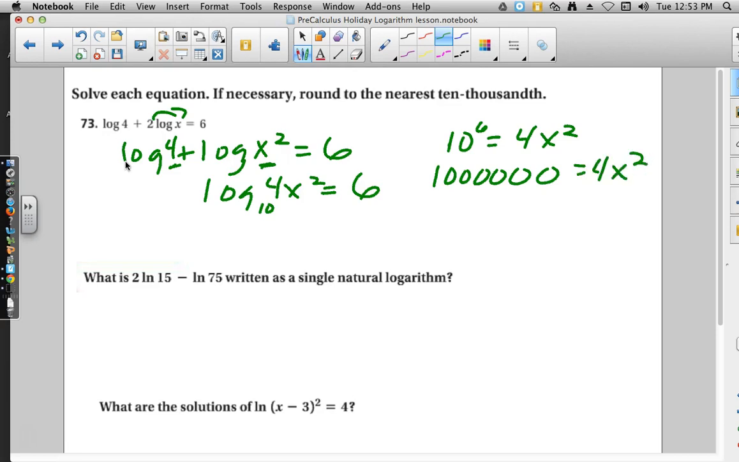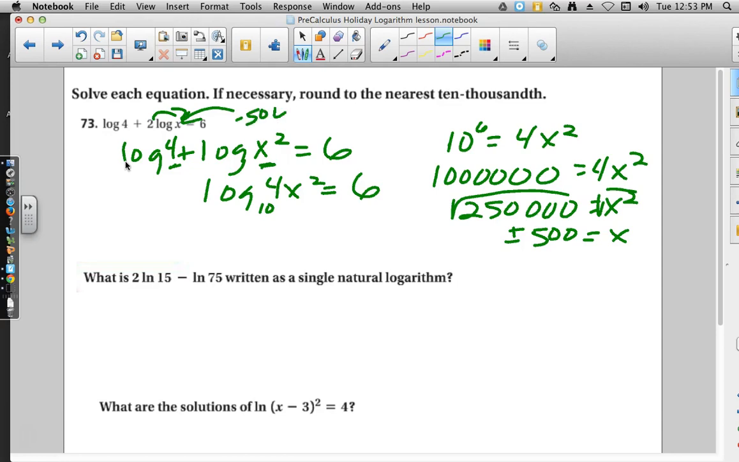We would divide by 4. And then we would take the square root, which would give us plus or minus 500. But as we just talked about, we know that that negative 500 in this position would be extraneous. So we would have positive 500 for our answer for number 73.